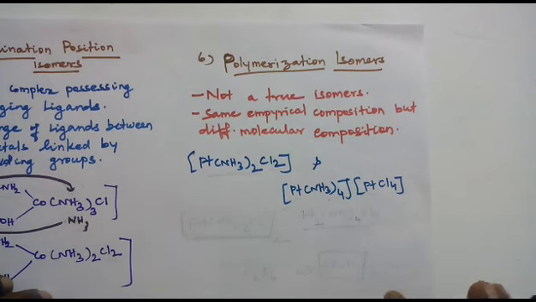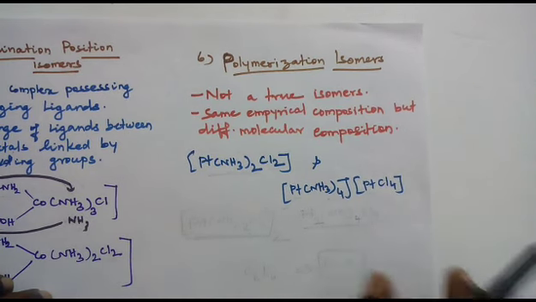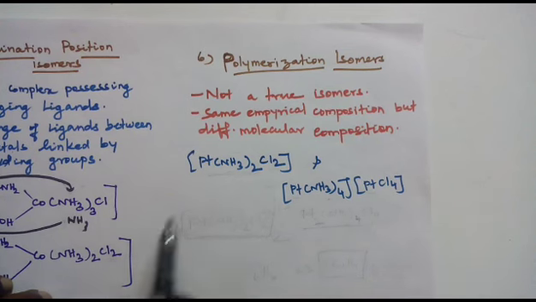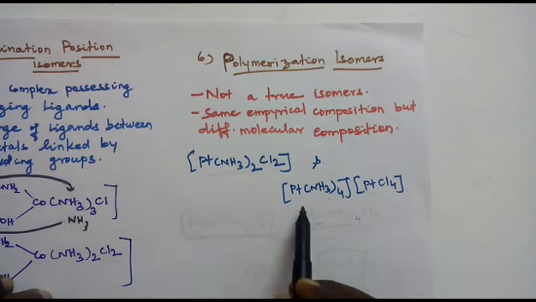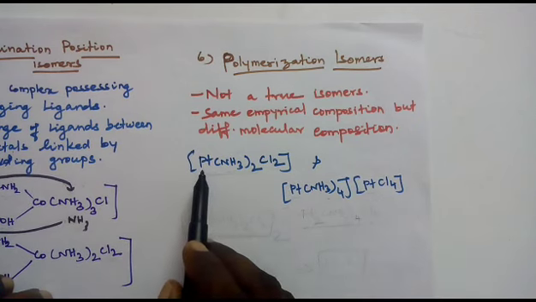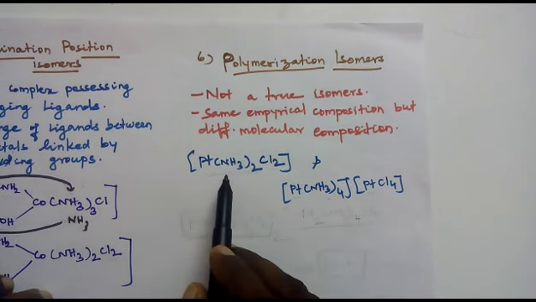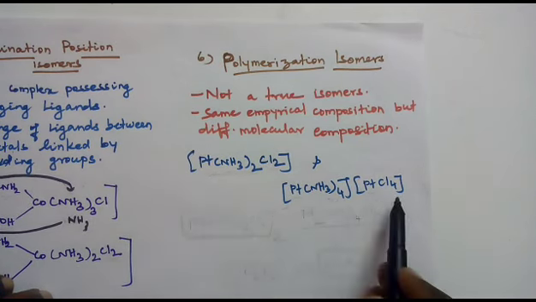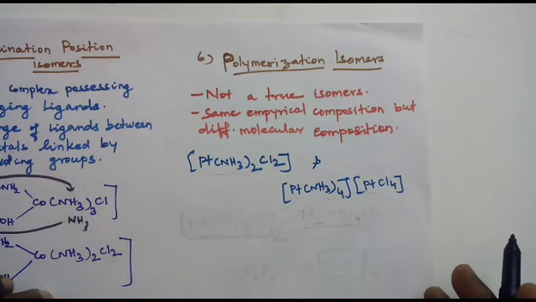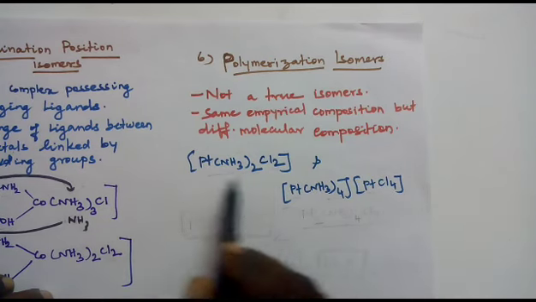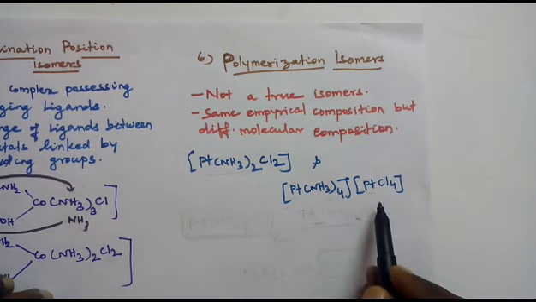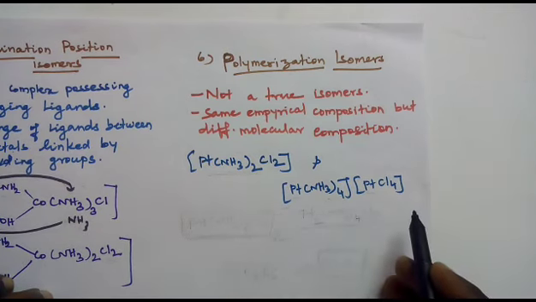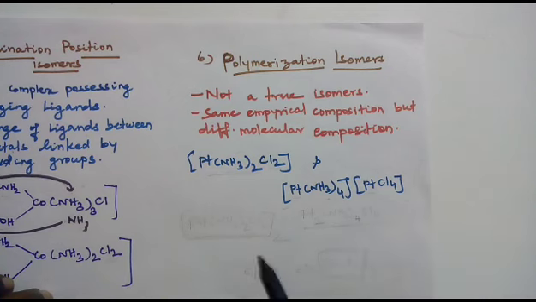However, we put it in the folder of isomerism because, as I said, here everything is multiplied by 2. Instead of 1 platinum, here 2 platinum. Instead of 2 ammonia, you have 4 ammonia. 2 chlorine, you have 4 chlorine. Multiplied by 2. So in that case, if I say that this is a monomer, this is a dimer. That is why it can be called polymerization isomerism.